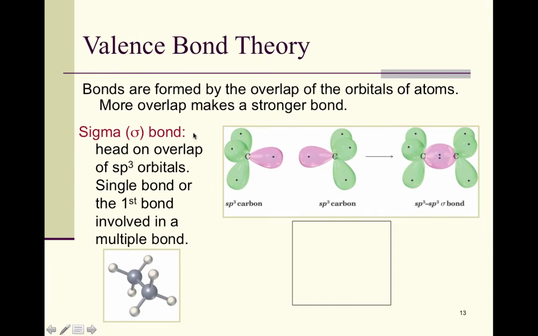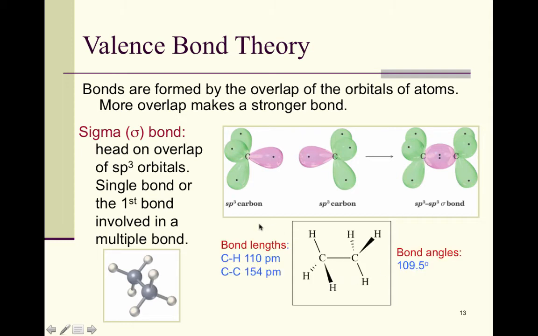So let's take a look at that. A sigma bond is the head-on overlap of sp3 orbitals. It's a single bond, or the first bond involved, even if you have a multiple bond. Now, what this model is not showing you is these carbons bonded to anything. Remember, carbon makes 4 bonds, and we're only showing 1. There could be hydrogens, for example, here, halogens, or other carbons. We're only focusing on this first sigma bond that happens between 2 carbons.